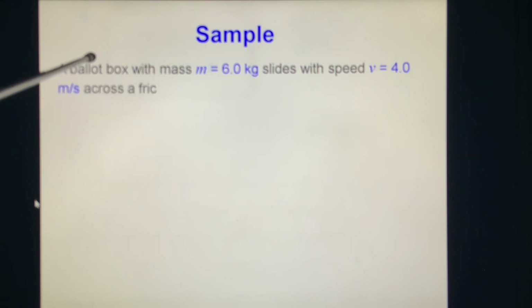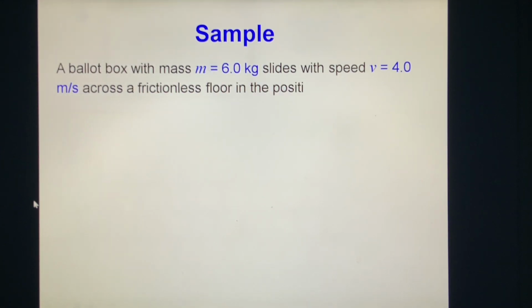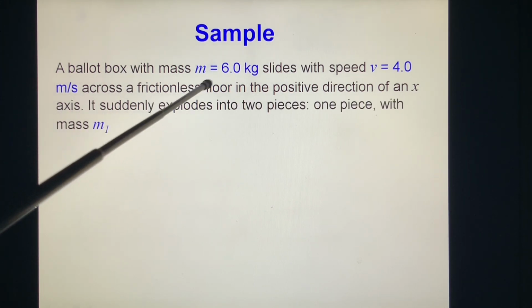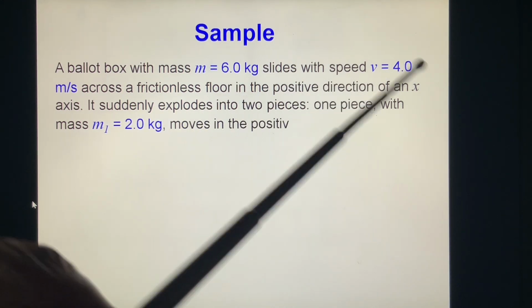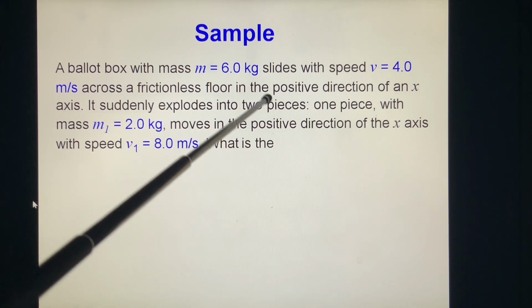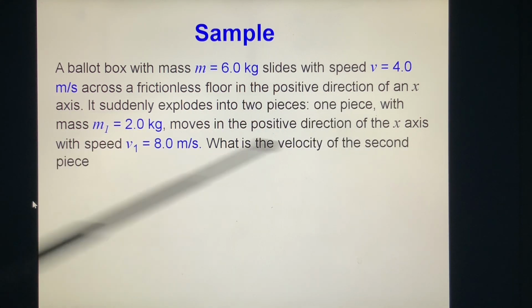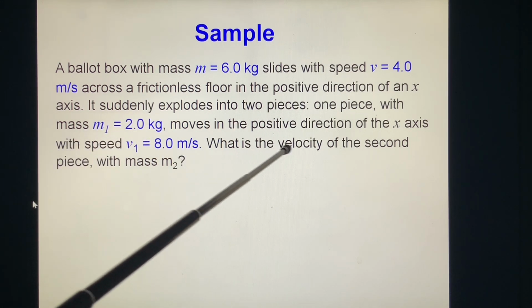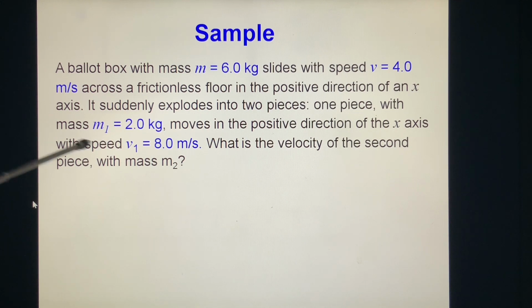A box with mass m = 6.0 kilograms slides with a speed v = 4.0 meters per second across a frictionless floor in the positive direction of an x-axis. It suddenly explodes into two pieces. One piece, with mass m1 = 2.0 kilograms, moves in the positive direction of the x-axis with speed v1 = 8.0 meters per second. What is the speed of the second piece with mass m2?